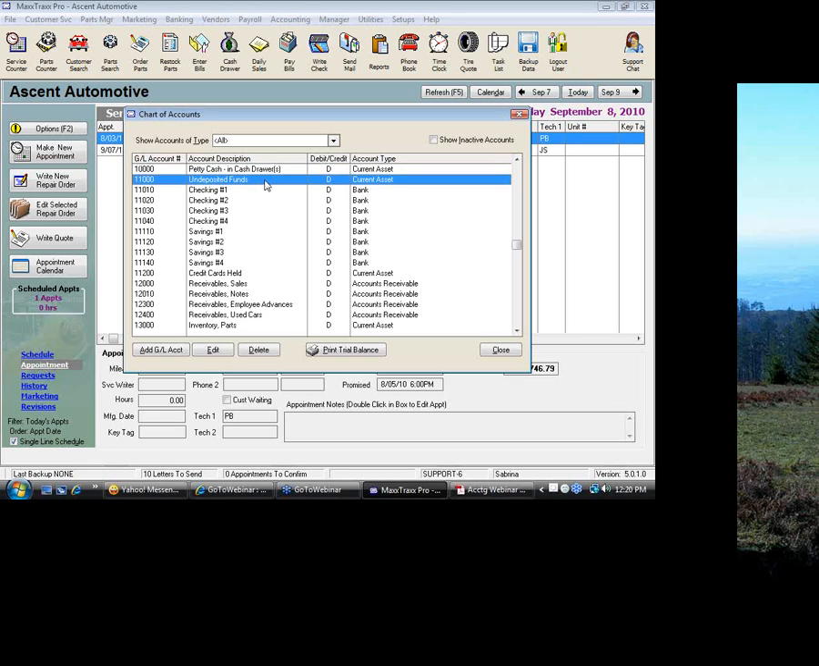You actually would do that in the undeposited funds account. Now this is where all your money's on hand.